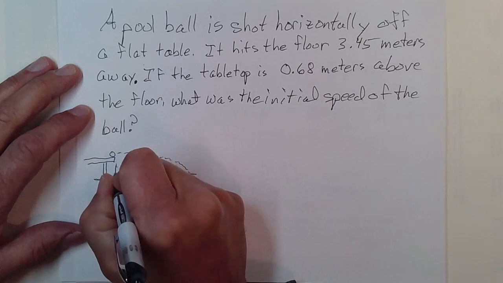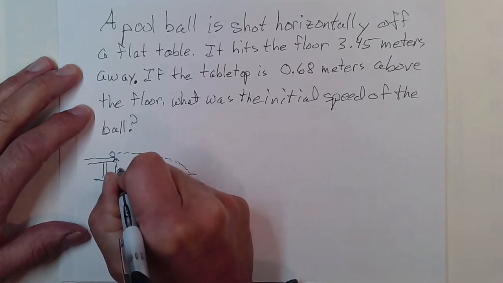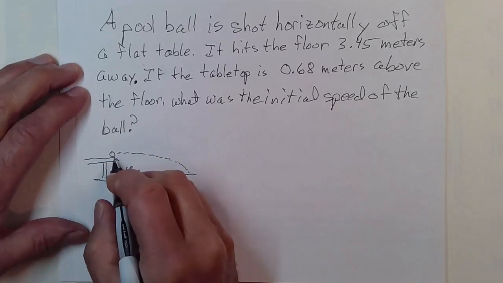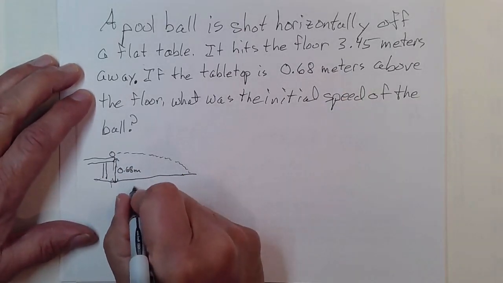The initial height above the floor is 0.68 meters, and the pool ball lands 3.45 meters away.